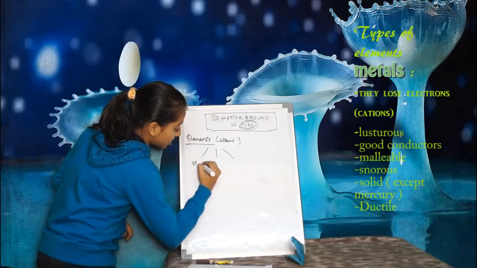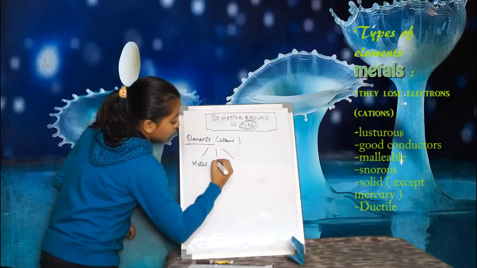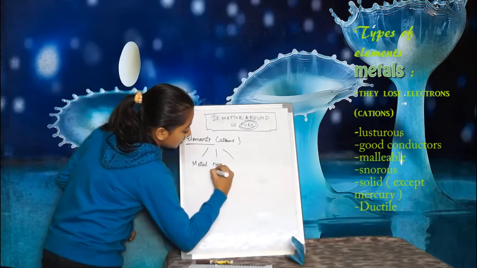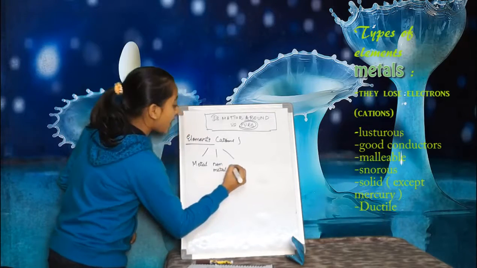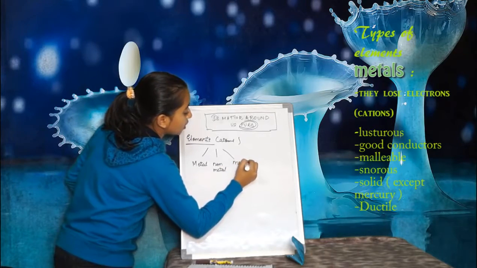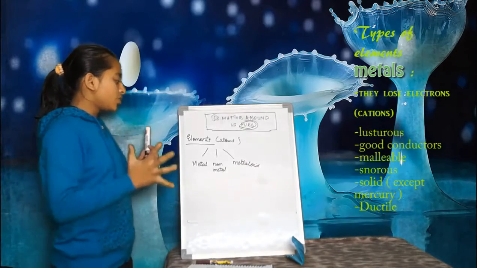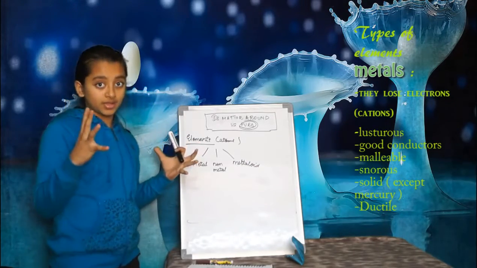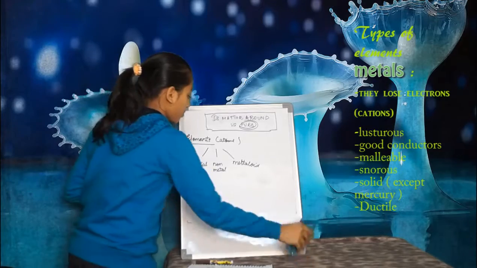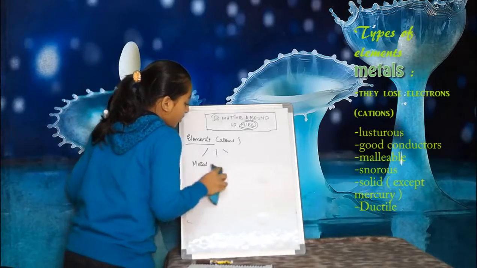That is the metal, the non-metal, and the metalloid. So let us go on to the properties of metal first and remove all of this non-metal and metalloid from our concentration.